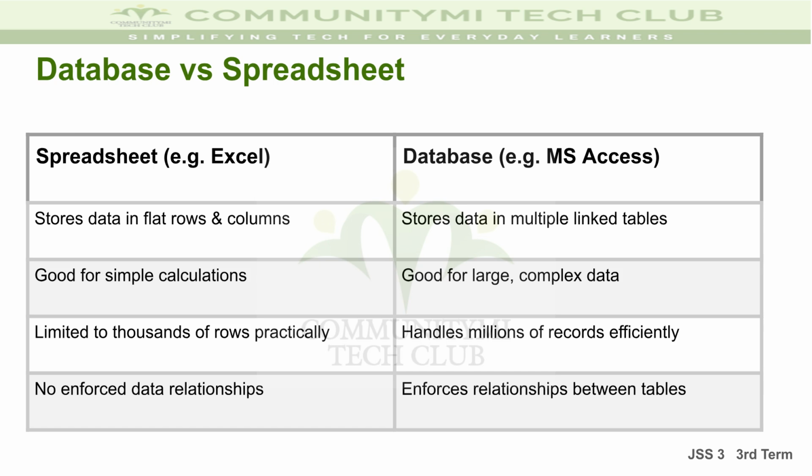The key difference between a spreadsheet and a database is scale and structure. Spreadsheets, like Excel, are good for simple calculations and limited data. Databases, like MS Access, store data in multiple linked tables, handle millions of records, and enforce relationships between data.